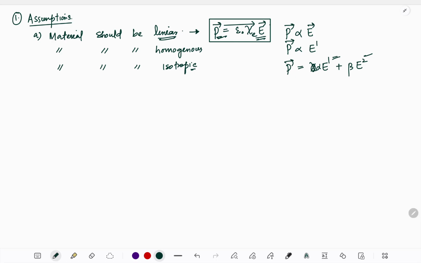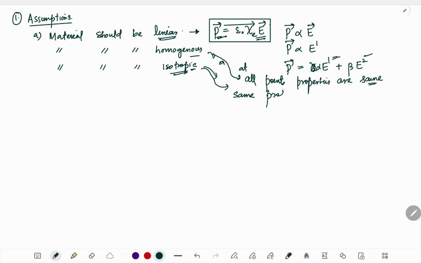Second assumption is the isotropic. Second one is the homogeneous. So what does homogeneous mean? It means at all points the properties should be the same. No point is preferable, every point is the same. If we have some point inside a dielectric material, and some other point, the property should be the same. That is what it means to be homogeneous. And another thing is isotropic. That is, in every direction, same properties in each direction.